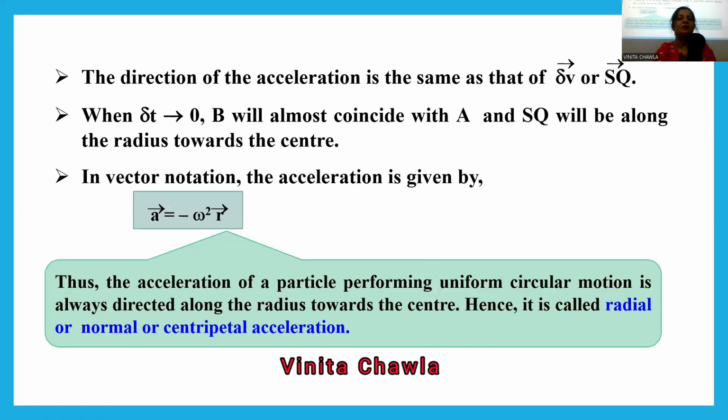The acceleration of a particle performing uniform circular motion is always directed along the radius towards the center. Hence, it is called radial or normal or centripetal acceleration. ठीक है, इसको radial acceleration भी बोलते हैं. It acts towards the center, but along the radius. और इसलिए इसको radial acceleration भी बोलते हैं. इसको normal acceleration भी बोलते हैं, and we call this centripetal acceleration as well. Okay.